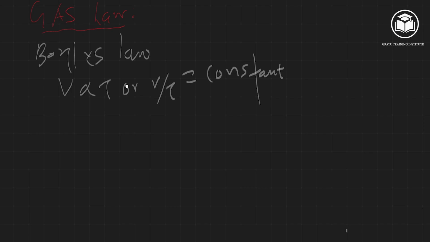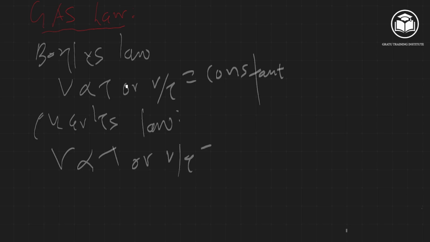Now for the case of Charles' law equation, this states that the volume of a fixed mass of a gas at a constant pressure is directly proportional to its Kelvin temperature. That is, V is directly proportional to temperature, which can be noted as V over temperature is a constant.